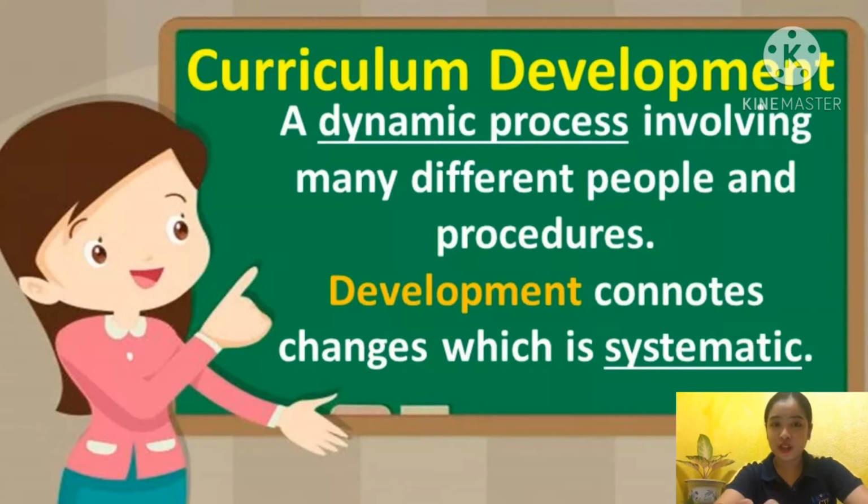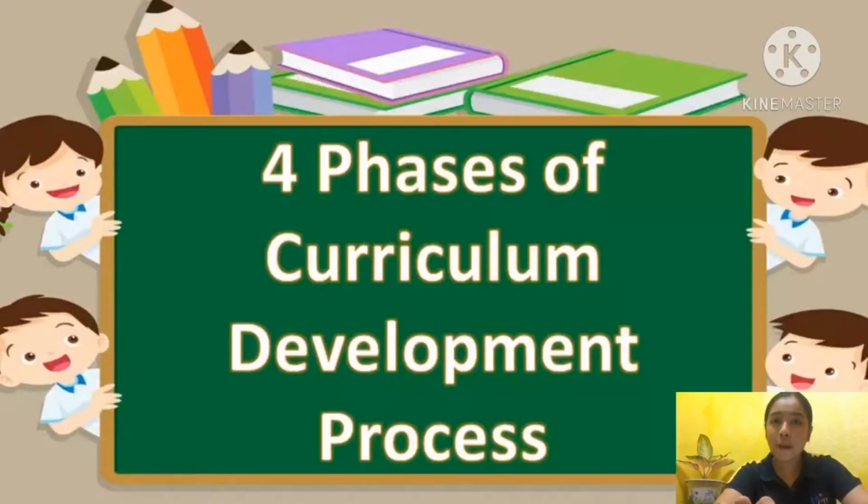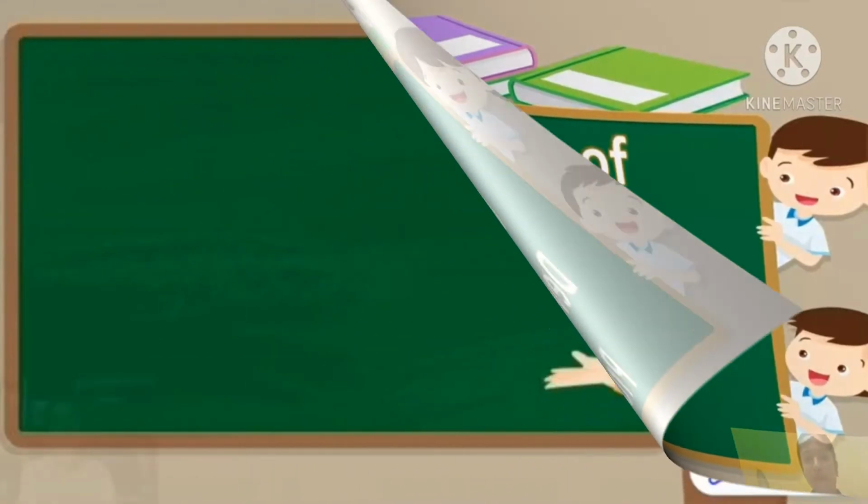Development connotes changes, which is systematic. A change for the better: alteration, modification, or improvement of existing condition. To produce positive changes, development should be purposeful, planned, and progressive. Then usually, it is linear and follows a logical step-by-step fashion involving 4 phases of the curriculum development process.